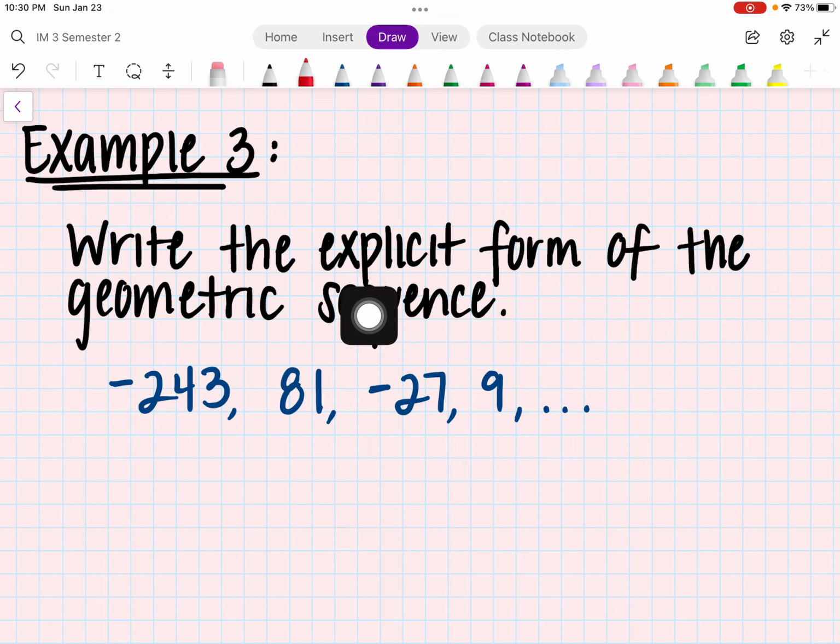In this case, guys, it says write the explicit form of the geometric sequence. So here they're asking us to write the equation. Okay, so first of all, guys, we are given a sequence. We're given negative 243, 81, negative 27, and 9.